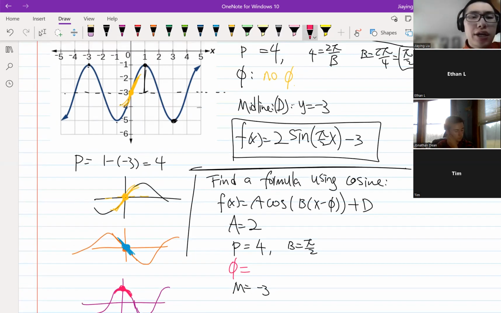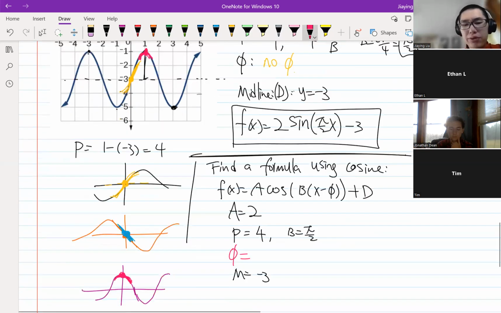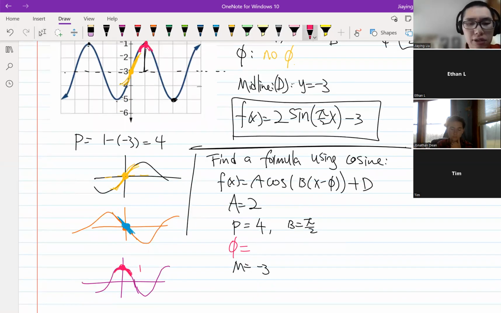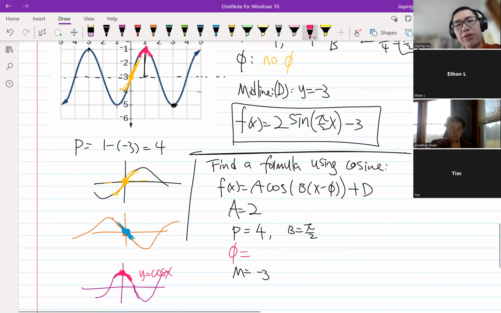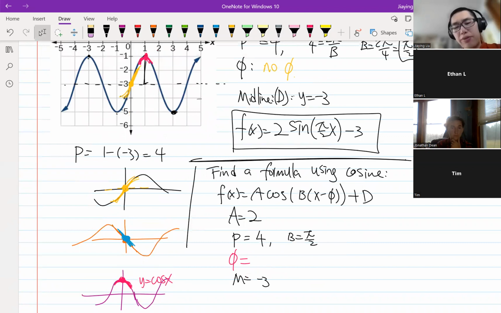So that peak on the graph is this part right here at x equals 1. So it used to be on the y-axis for y equals cosine x. And now it's being shifted to the right. Now it's at 1. So that means the graph is being shifted to the right by 1 unit. So the phase shift is equal to 1, because now this peak is at x equals 1. It's not at x equals 0 anymore. So that's a phase shift.